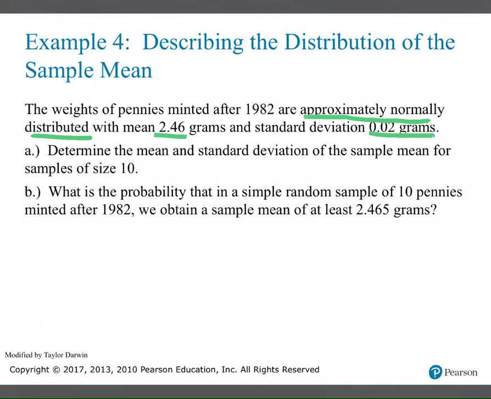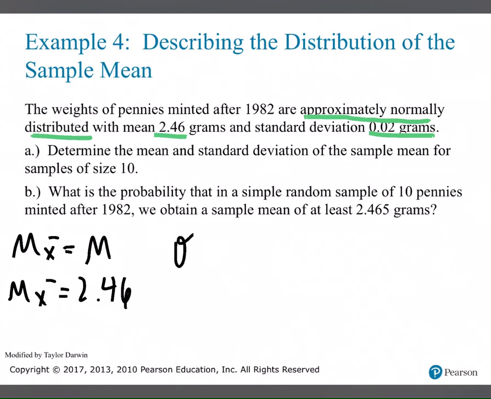It says determine the mean and standard deviation of the sample mean for sample size 10. Now remember, the mean is just the mean. So what is our mean? 2.46. Done. But remember, the standard deviation is whatever standard deviation they're giving you divided by root n. And so we were given 0.02.